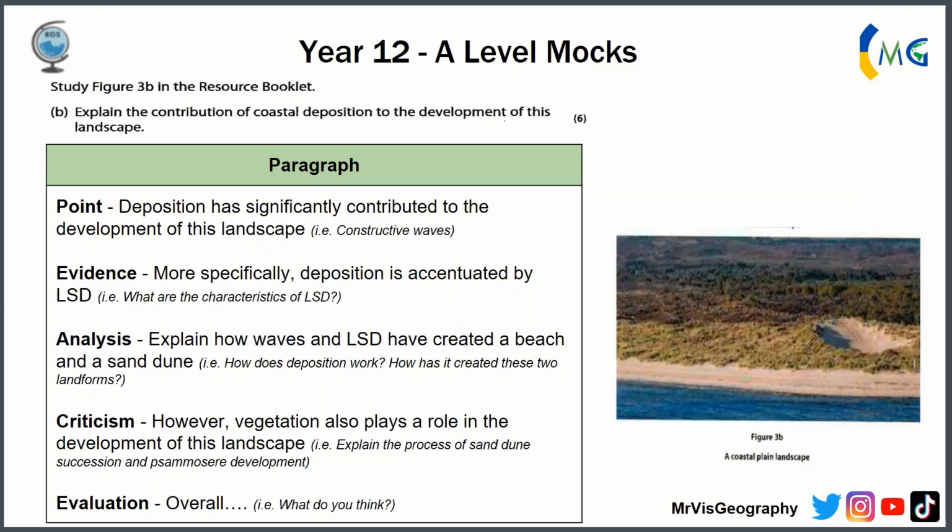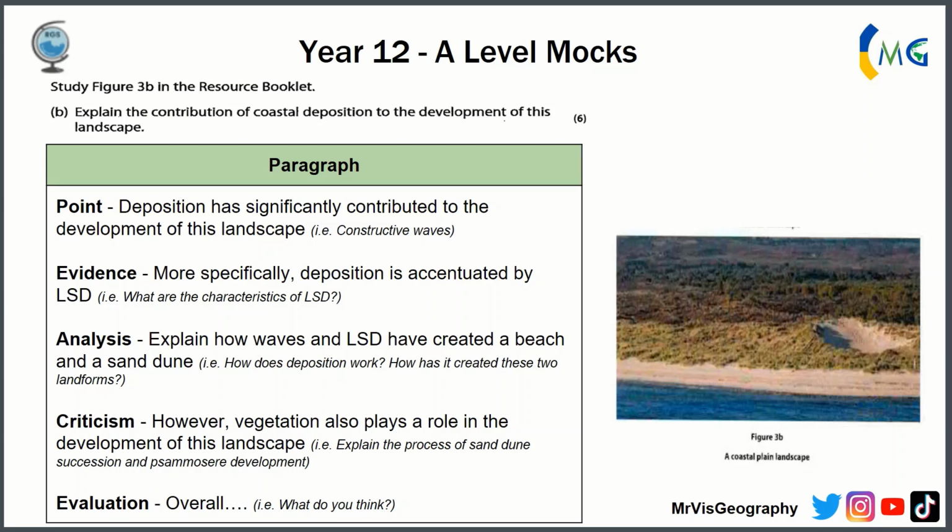So longshore drift will actually bring sediment, which could in turn create a sand dune. And then explain how do constructive waves and longshore drift create a beach? How do they create a sand dune? In this case here, you'll have to talk to me a little bit about the kind of dune formation, how sediment gets trapped by obstacle at the back of the beach, etc.